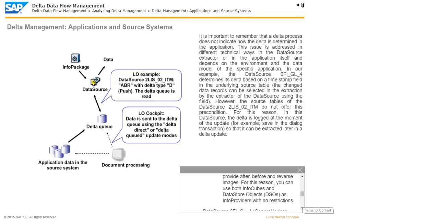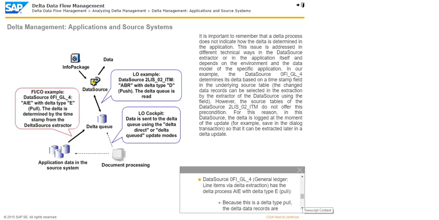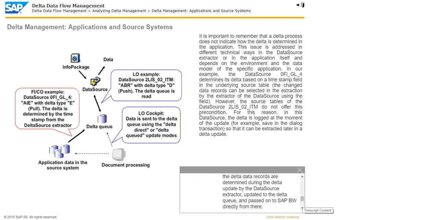For this reason, you can use both InfoCubes and data store objects (DSOs) as InfoProviders with no restrictions. Data source 0FI_GL_4, that is general ledger line items via delta extraction, has the delta process AIE with delta type E, that is pull. Because this is a delta type pull, the delta data records are determined during the delta update by the data source extractor, updated to the delta queue and passed on to SAP BW directly from there.